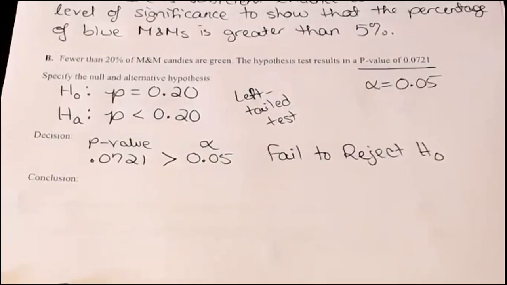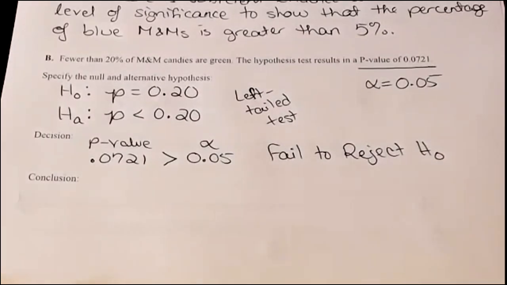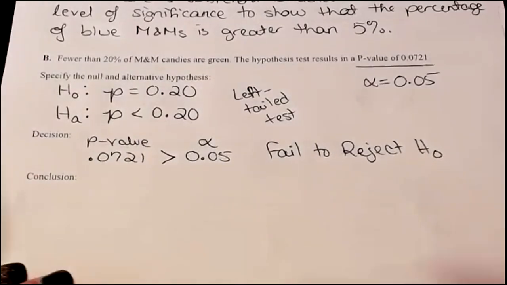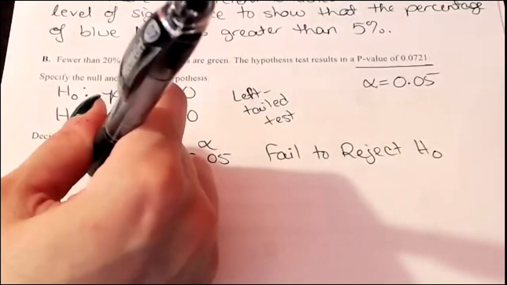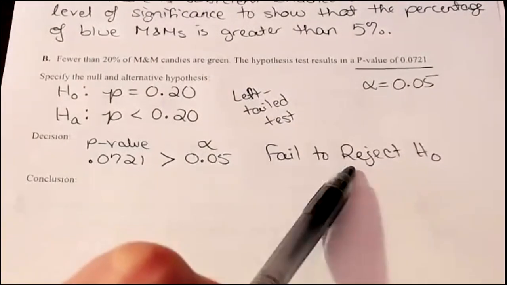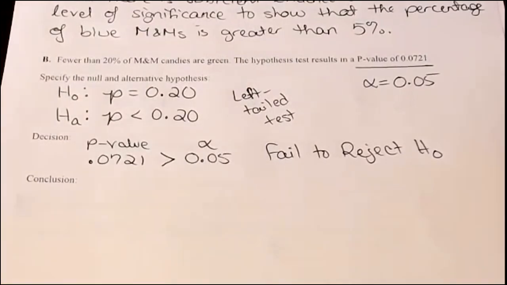And now we're ready for our cookie cutter statement, which is great because we don't have to get super creative with it. We just literally write the same thing again and again and again. Conclusion. Remember, the decision is to reject or to fail to reject. The conclusion is the write-up.